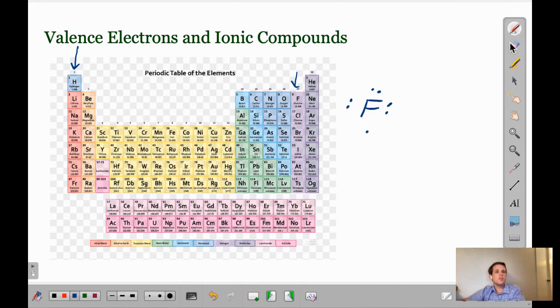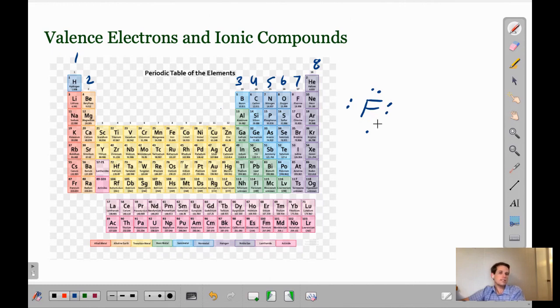Oh, one last thing. If you didn't know this shortcut yet, please learn it right now. You can use the periodic table to help you know how many valence electrons there are. 1, 2, we're going to skip over the transition metals, 3, 4, 5, 6, 7, 8. We can think of it that way. It's an oversimplification, but we'll go with it for now.